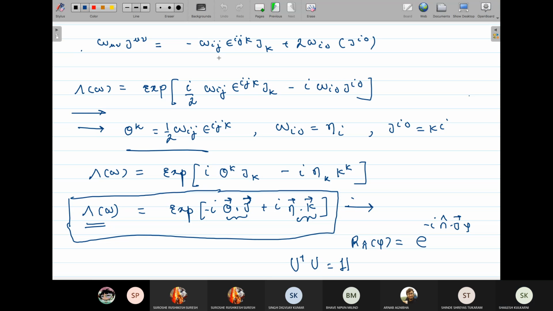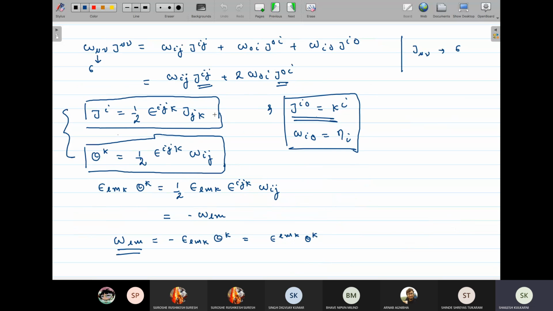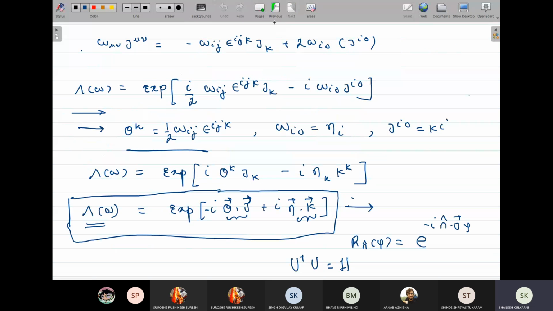But, yeah, correct. Okay, so omega mu nu J mu nu is nothing but this, and J i0 is nothing but K i. Okay, so you use these relations, these two are important relations. You use that and express this in this form, which is nothing but this.